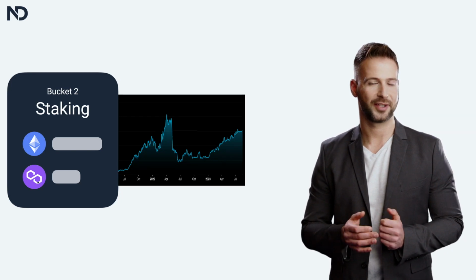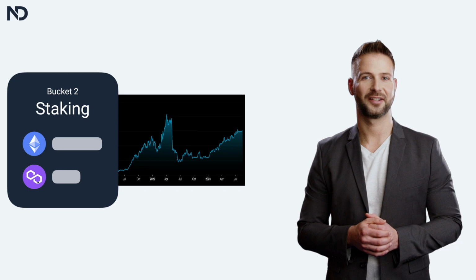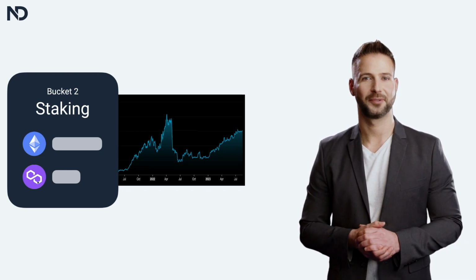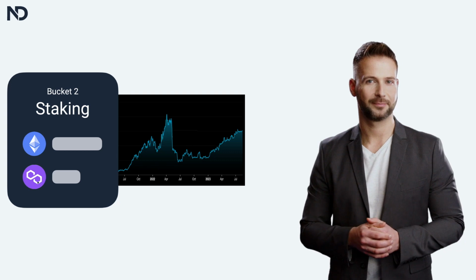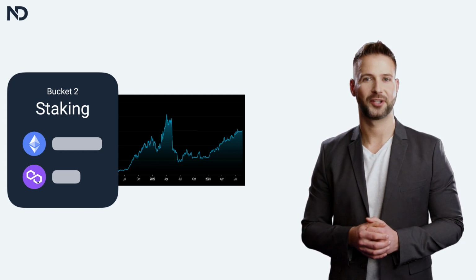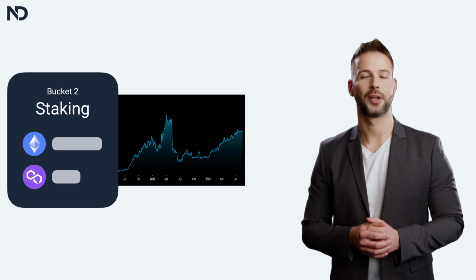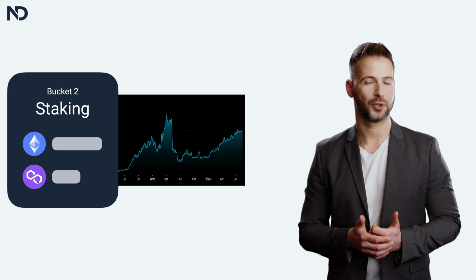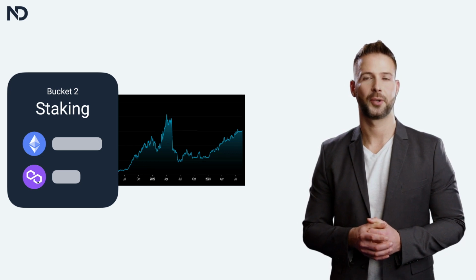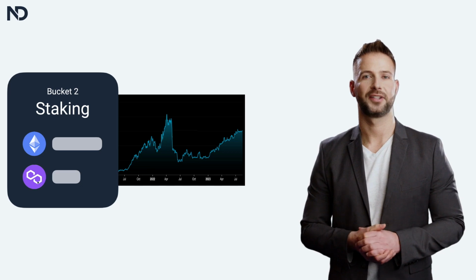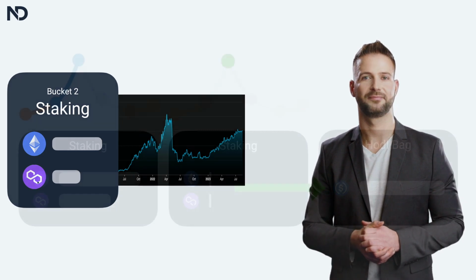When crafting your sub-allocation within the staking strategy, it's essential to consider the resilience of the cryptocurrencies you're staking. Blue-chip tokens like Ethereum are often preferred due to their established reputation and track record. Your sub-allocation within the staking bucket strategy should reflect your risk tolerance. If you're seeking lower risk exposure, consider allocating a larger portion of your staking bucket to reputable tokens like Ethereum. These tokens are generally considered less volatile and more resilient to market fluctuations.